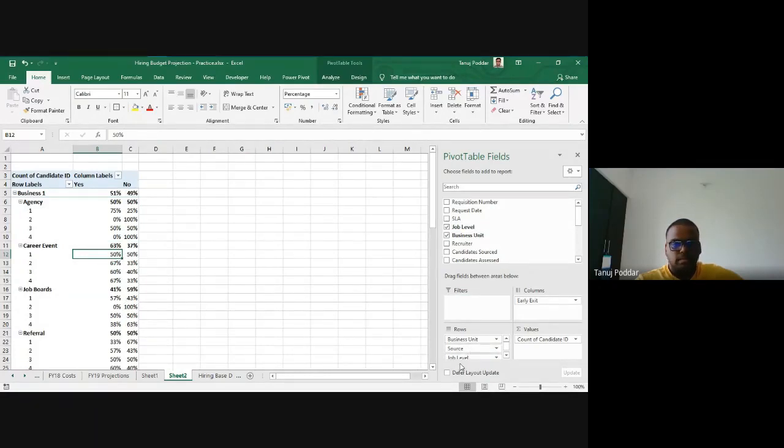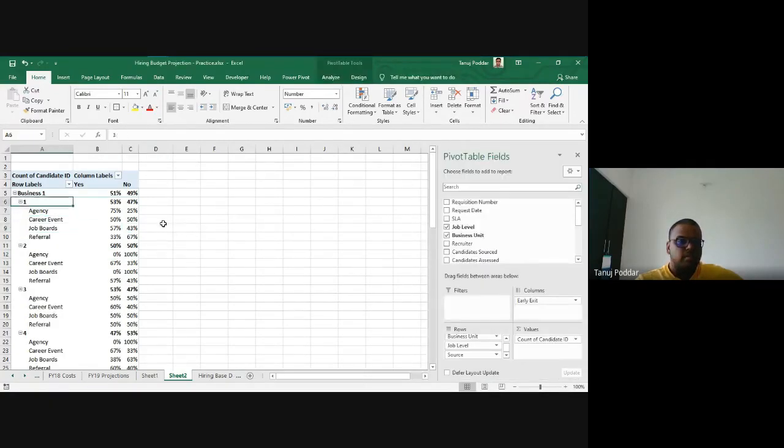You can look at it at a granular level, wherein for business one, at job level one, which is the most effective. Here you'll see that for business one and level one, the most effective becomes the referral. And in case of business one and level two, we see that there are no early exits in agency and job boards and all that. So this is how you can easily break it out and test and see which are the most effective in terms of lesser early attrition.